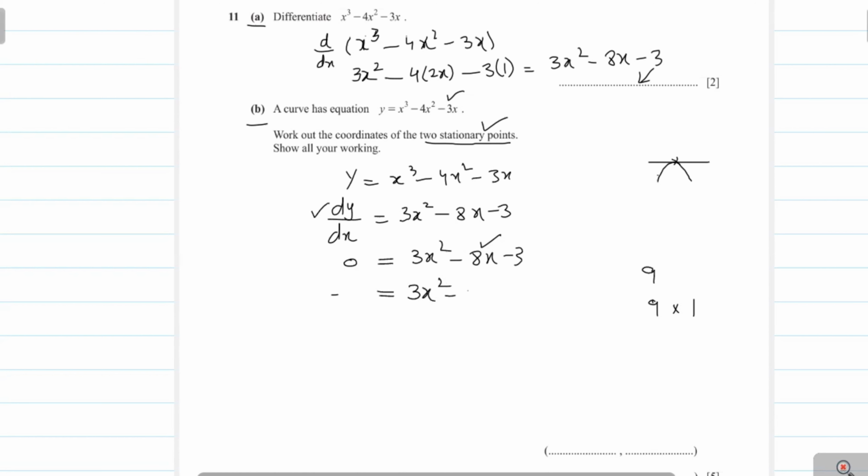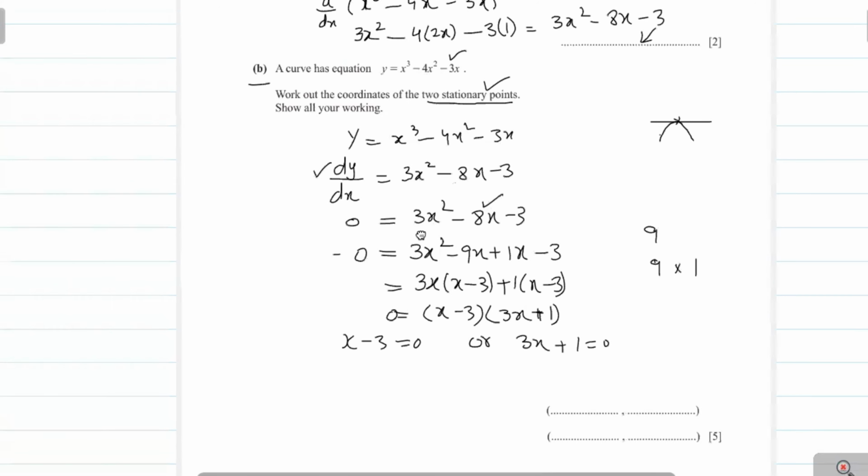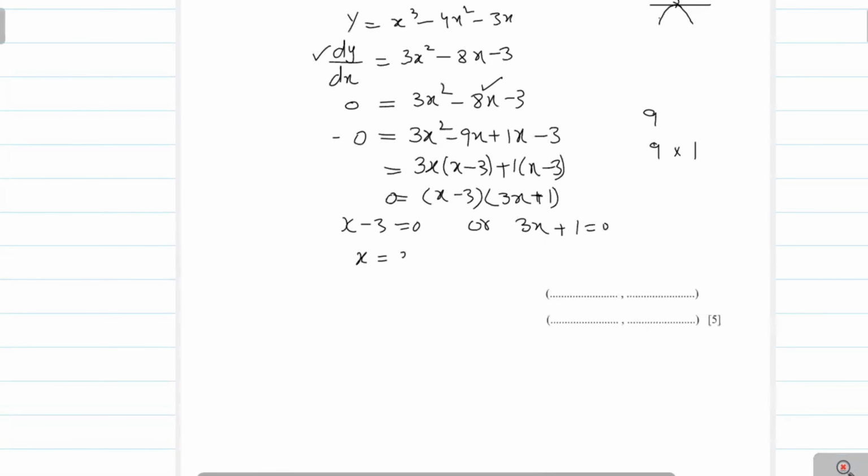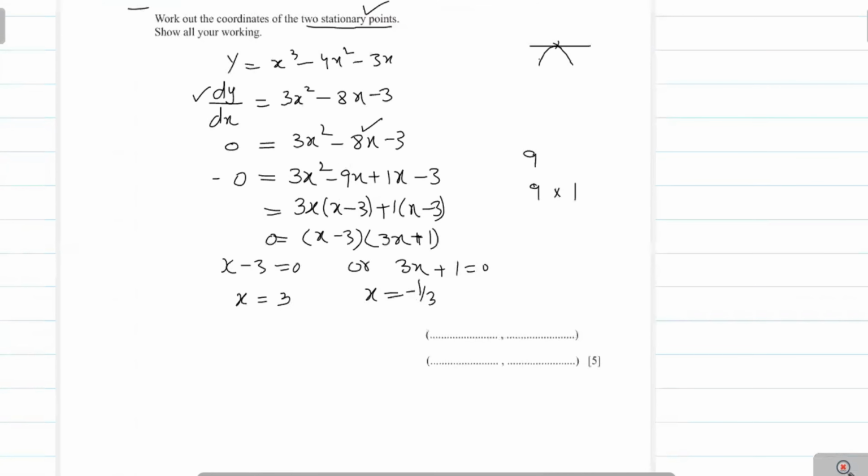Therefore, we write 3x square minus 9x plus 1x minus 3. And this will be equal to 3x taken as common, x minus 3, plus 1 as common, into x minus 3. And this is x minus 3 into 3x plus 1 equal to 0, so x minus 3 equal to 0, or 3x plus 1 equal to 0, and therefore x will be equal to 3, and here x equal to minus 1 over 3. To find the coordinate of y, we substitute the value of x in this curve equation.